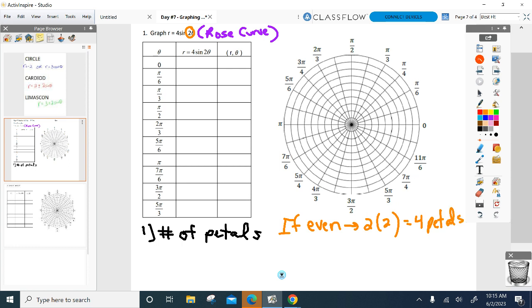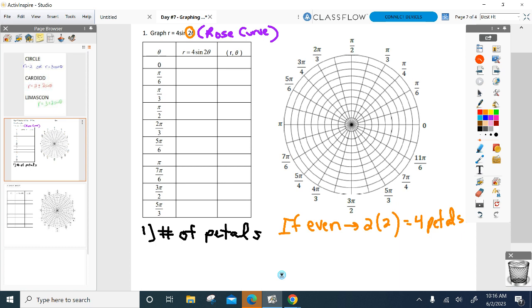So if that number is even, you multiply it by 2, and that'll tell you how many petals you should end up with on the graph. What if it's odd? I'll get to that in the next graph. But for now, just worry about if it's even, I multiply that number by 2. I double it, and that'll give you the number of petals.